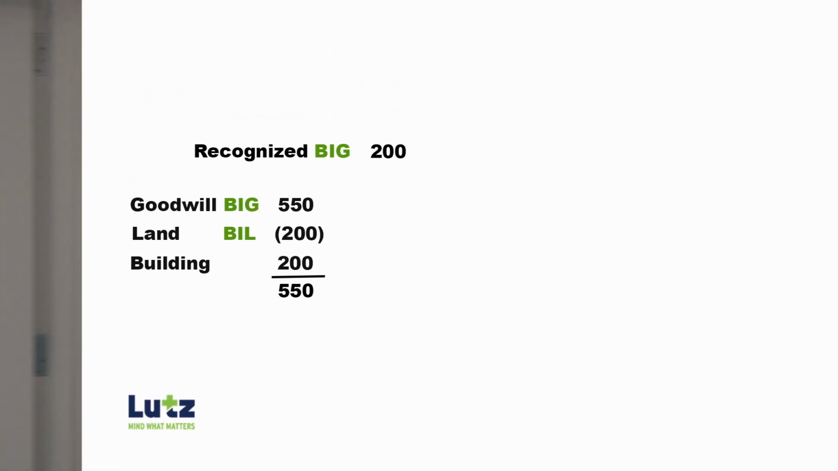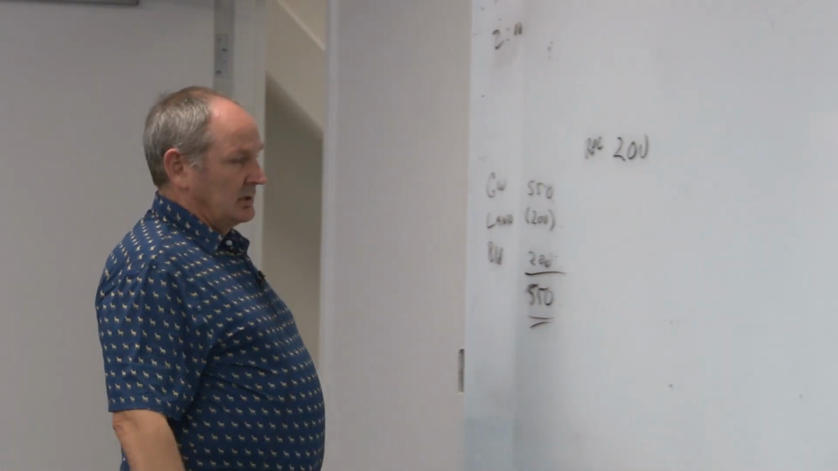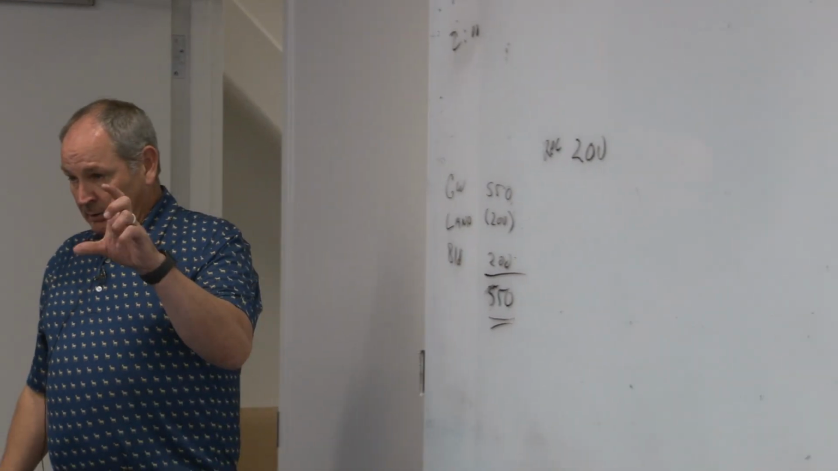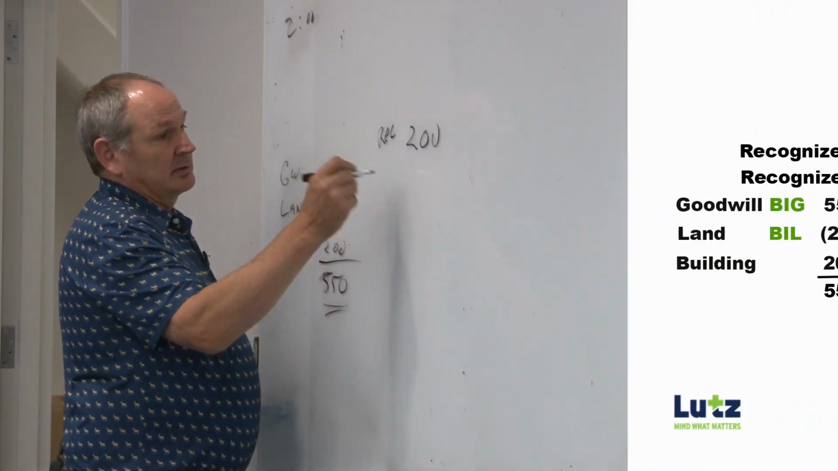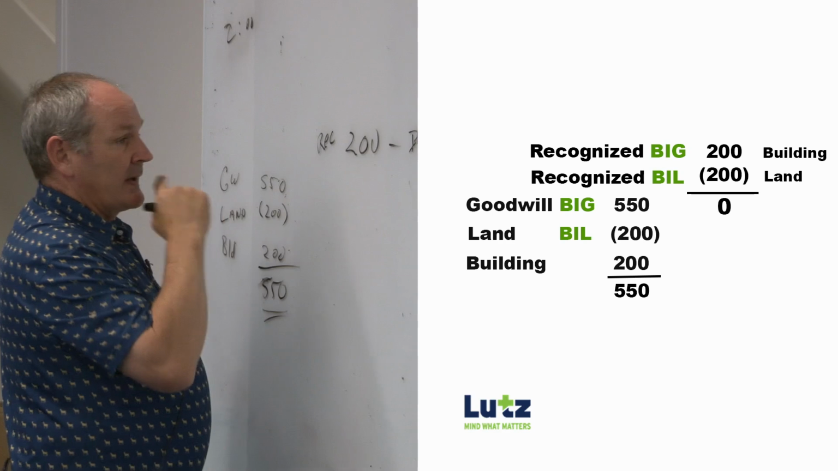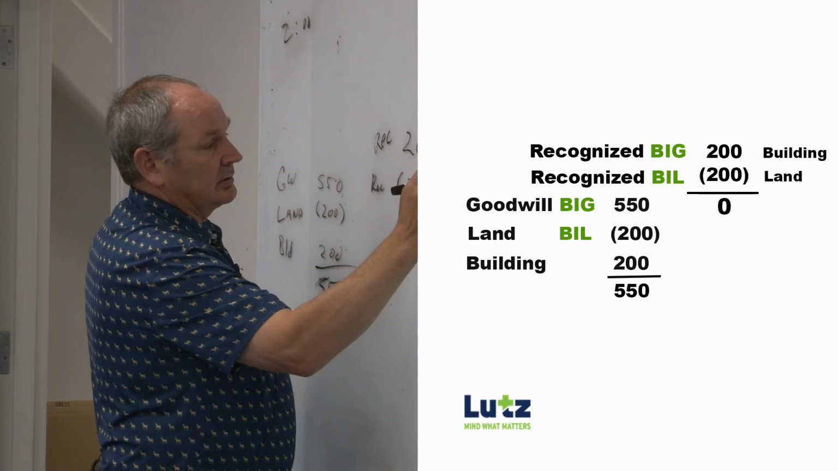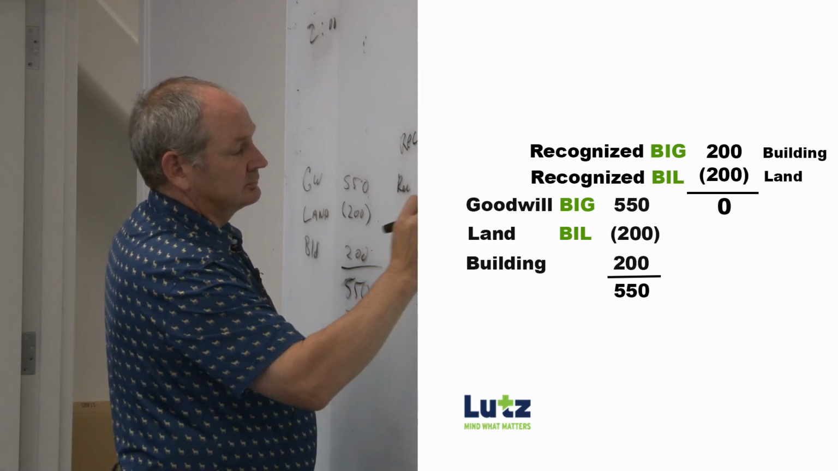Well, I accidentally did this. I didn't do it on purpose. What generally is going to go with the building? The land. So part of that procedure that I wrote down is you have to take all the built-in gains and losses that were recognized in that given year and sum them up. So we have recognized gain on building of 200. We have recognized loss on land, 200, 0.